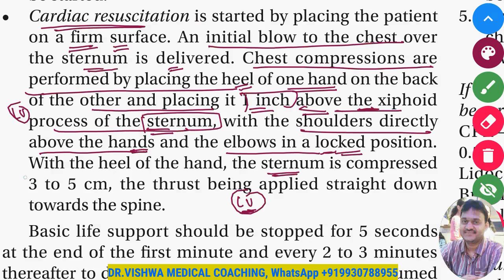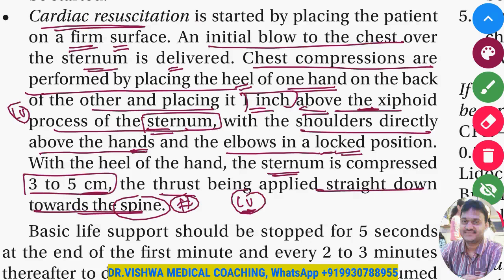The heel of the hand, sternum is compressed 3 to 5 centimeters. ज़्यादा जोर से भी नहीं, otherwise rib को fracture कर दोगे तुम. Sternum should be compressed 3 to 5 centimeters. Thrust being applied straight down towards the spine, perpendicular to the chest wall. This is what is the procedure. गूगल पे तुमको बहुत सारे इमेजेस भी मिल जाएंगे.